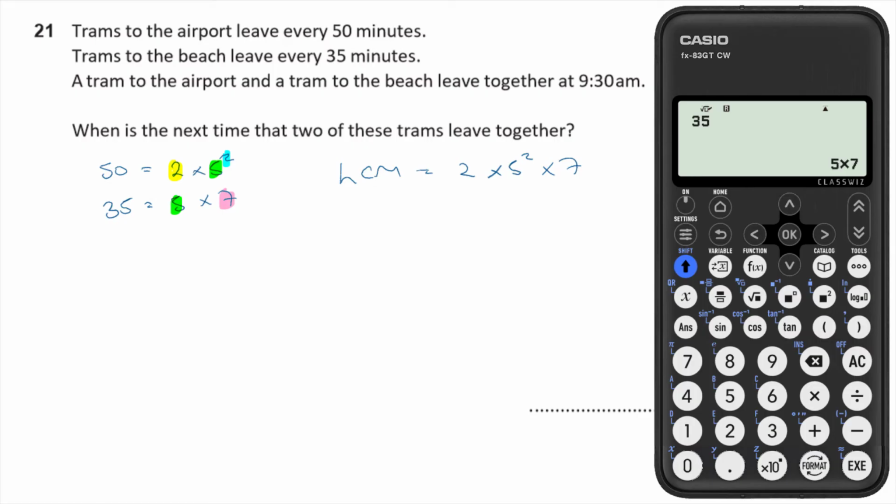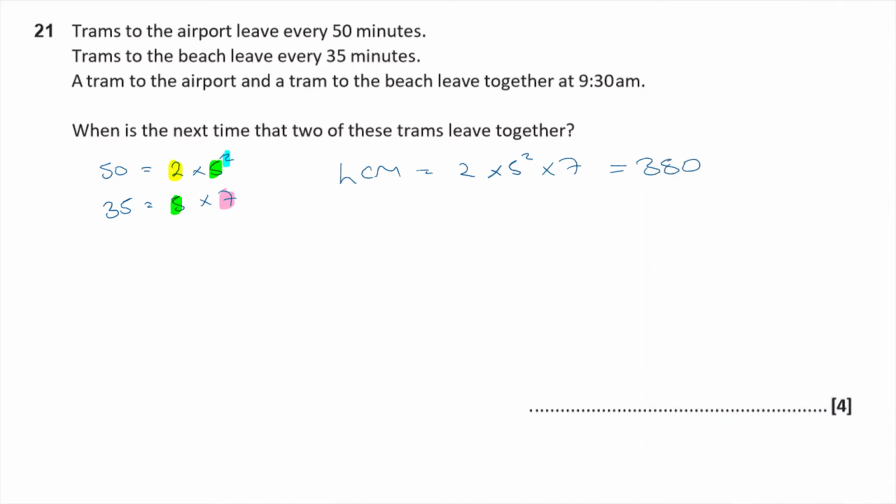Okay, so what is 2 times 5 squared times 7? Well, type that into the calculator. 2 times 5 squared times 7, that comes out to be 350. Now, I could have just listed out 50, 100, 150, 200, all the way up to 350 and done the same thing with 35. Just to take it a bit longer, I think, because I know this method, I find it easier to find LCMs.